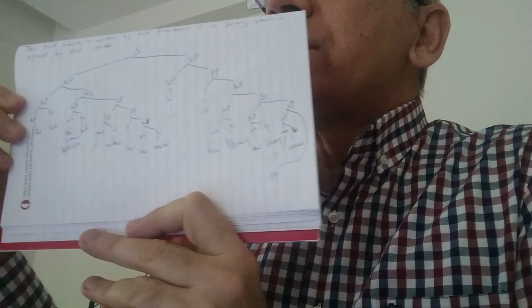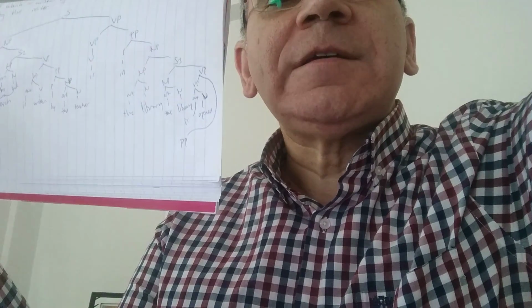Can you see it? I hope you can see it now. Sentence 2. Look, sentence 2. Noun phrase, the library, verb phrase, auxiliary is opened. Now prepositional phrase, by the rector. Preposition is by, noun phrase, article, noun, rector. Okay, so let me close this session now.